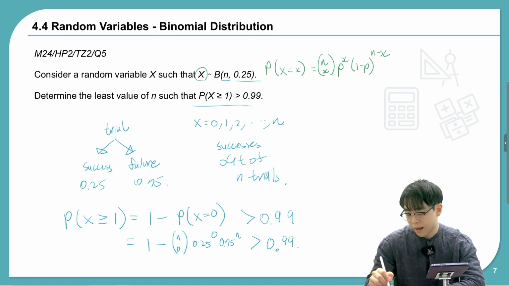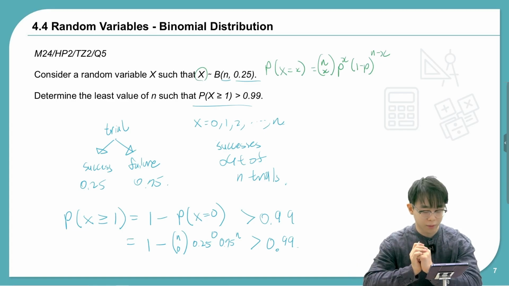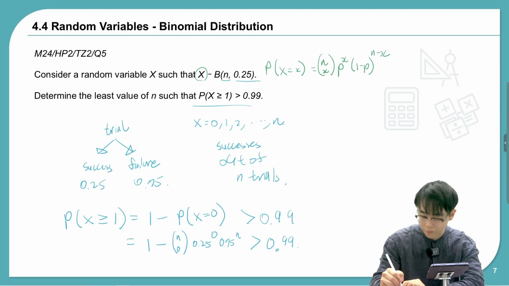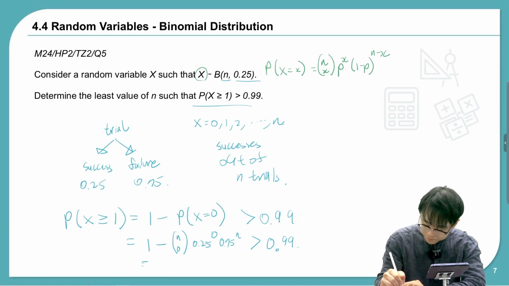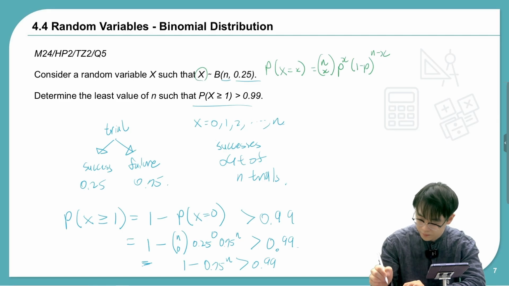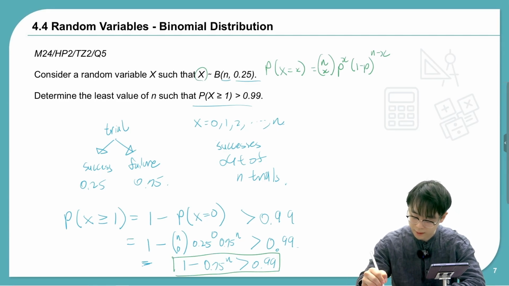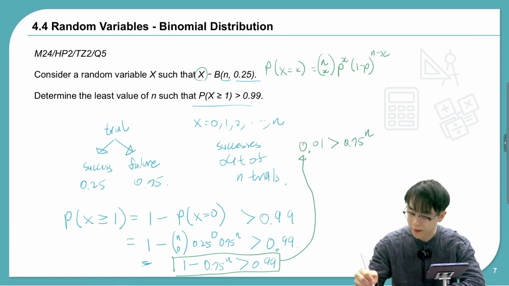Okay, and what we also know is n choose 0 is simply going to be 1, because there's only one way to choose nothing out of n. So we would get 1 minus 0.75 to the power of n. That's going to be greater than 0.99. So you could use your calculator to solve for this expression, or you could say 0.01 is greater than 0.75 to the power of n.